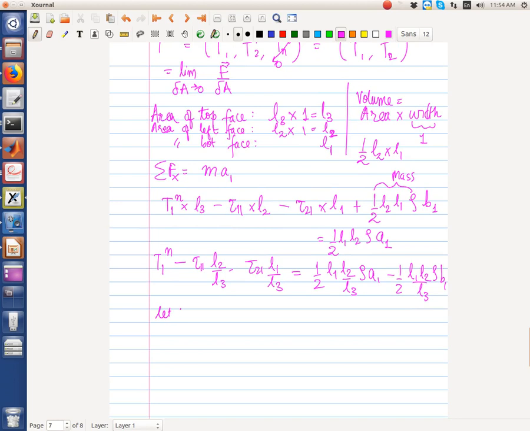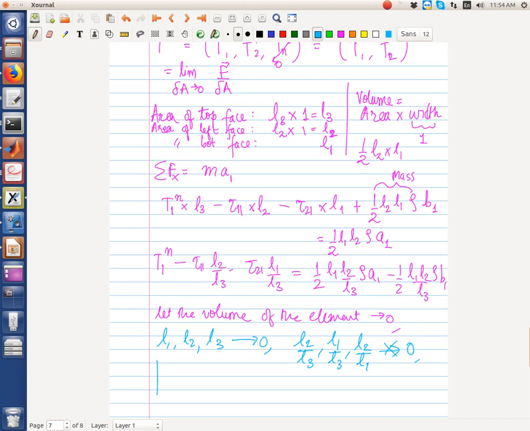We let the volume of the element go to 0. So here comes the important concept that even if the lengths are tending to 0, the ratios of the lengths do not go to 0. In fact, the shrinking is taking place in a very proportionate manner, so that even if the lengths are going to 0, the ratios are fixed. That is to say, the angles between the three sides are fixed.